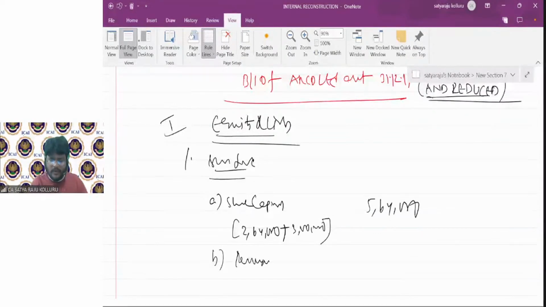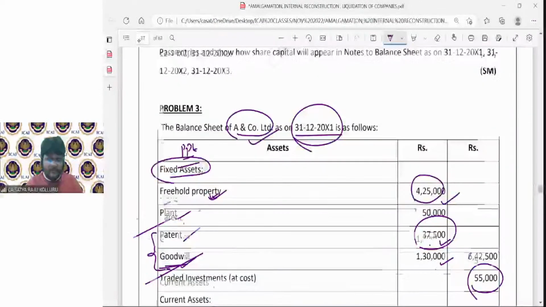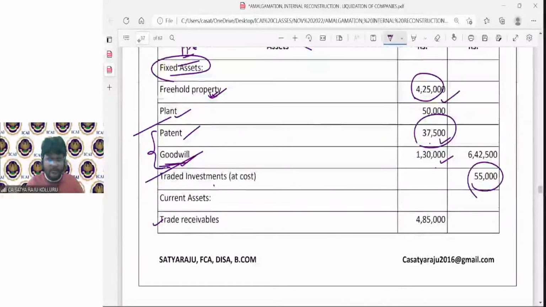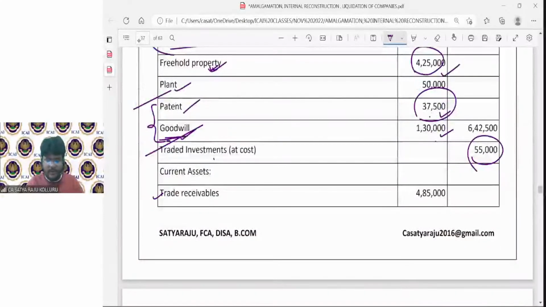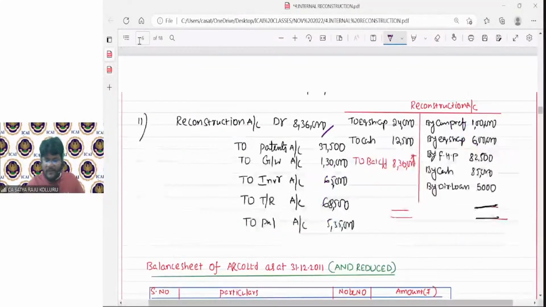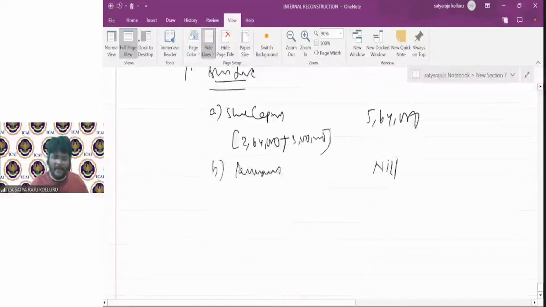B, reserves and surplus. Now, if you go for the balance sheet, sir, we are only having one reserve, that is P&L account debit balance. Such debit balance was also nullified. And there is no balance under the reconstruction account. That's why we not transferred any single rupee to the capital reserve. That's why reserves and surplus become nil. Do you agree?